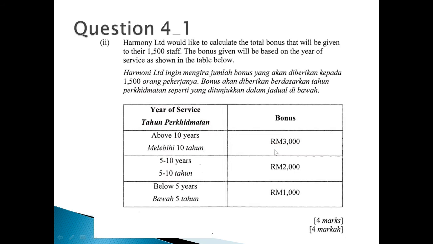Okay, we go for the next question, 4.1. Harmony Company would like to calculate the total bonus that will be given to their 1,500 staff. The bonus given will be based on the years of service as shown in the table below. So these are the bonuses, 3,000, 2,000, and around 1,000, and these are the conditions.